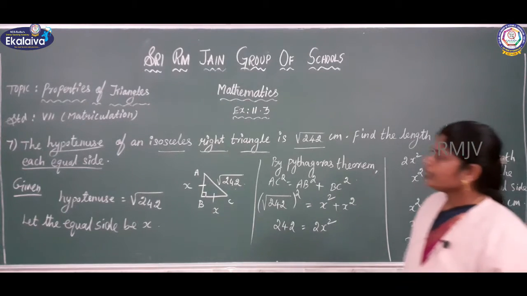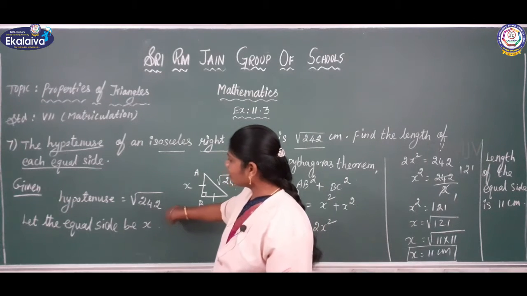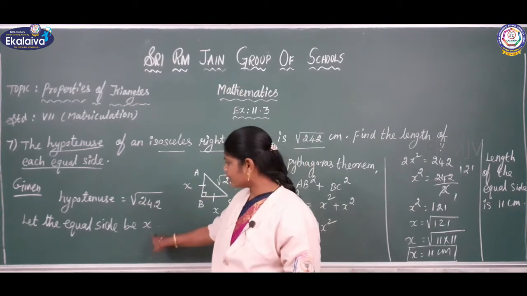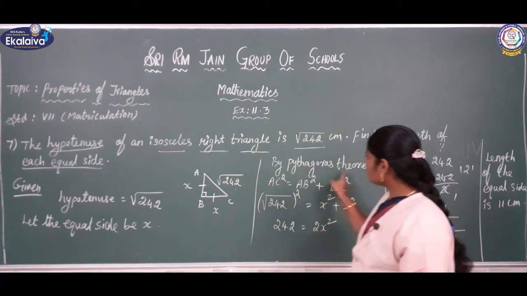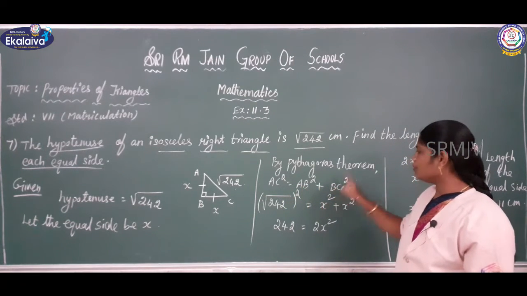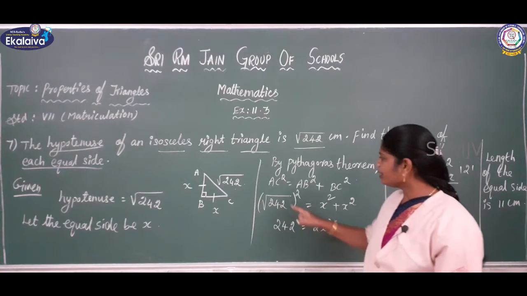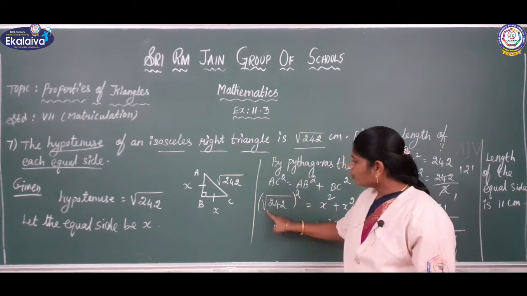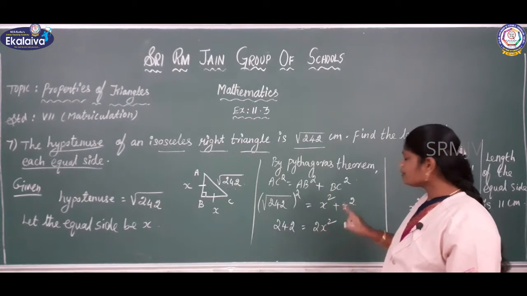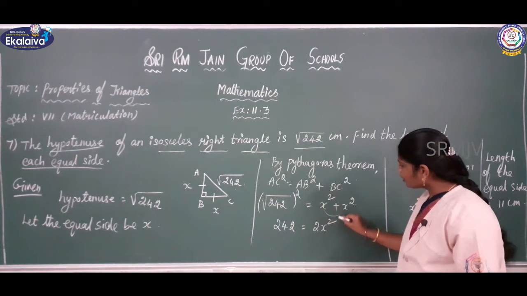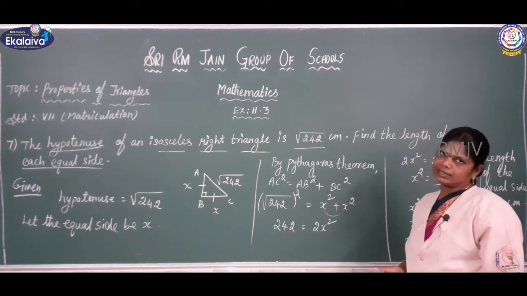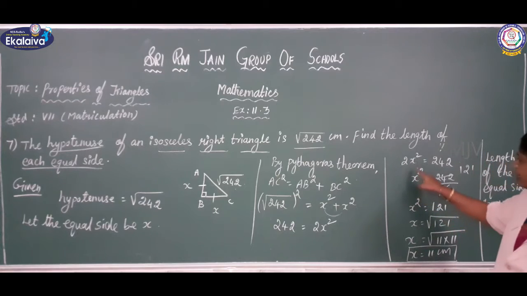I repeat this. Here the hypotenuse value is given, and we are going to find the length of the equal side, that we consider as x. By using the Pythagoras theorem, AC square equal to AB square plus BC square. Just substitute the value here. Hypotenuse value root of 242 the whole square equal to x square plus x square. When we add this, what will you get, children? 1x square plus 1x square, you will get 2x square.